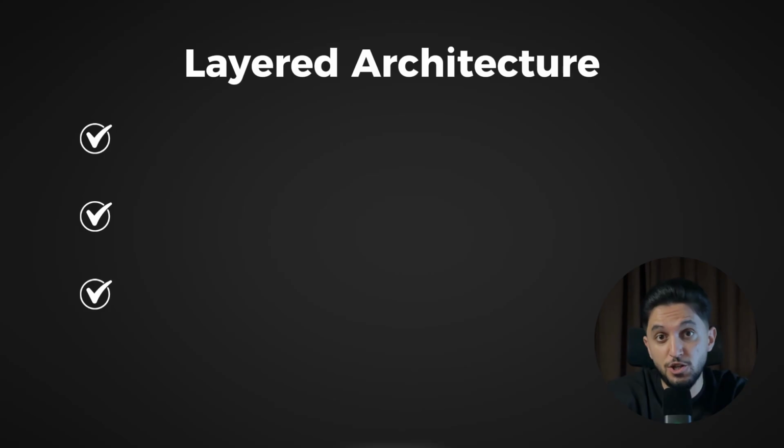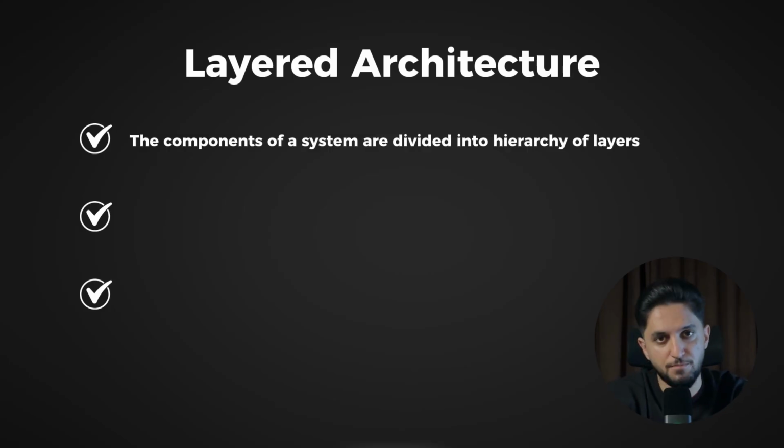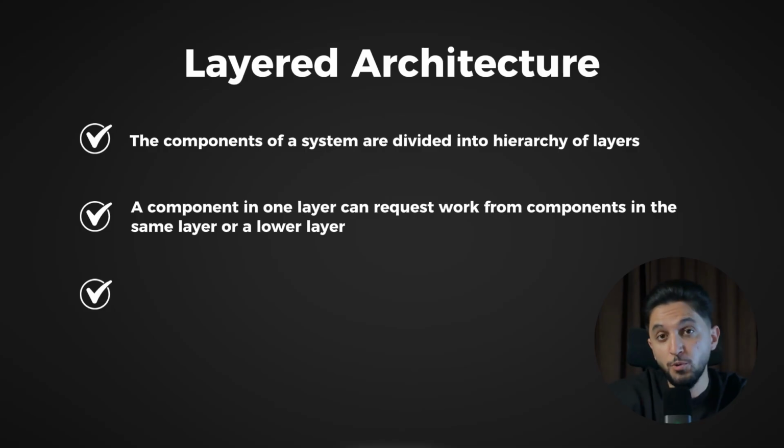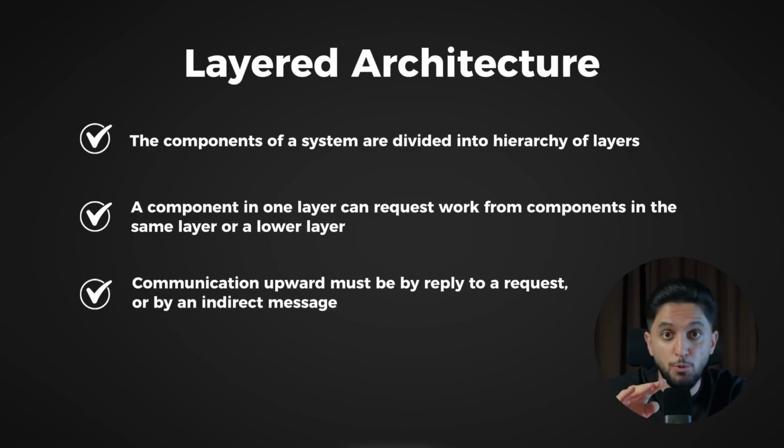He defined the essential principles of the pattern as follows. Number 1, the components of a system are divided into a hierarchy of layers, each responsible for a certain kind of work. Number 2, a component in one layer can request work from other components in the same layer or a lower layer, but not an upper layer. Third, communication upward must be through a reply to a request or an indirect message through some kind of a messaging system.